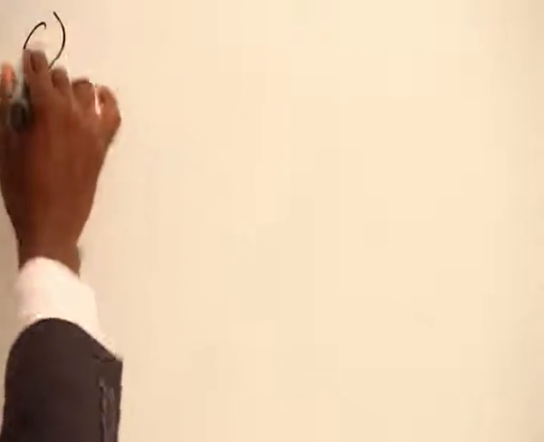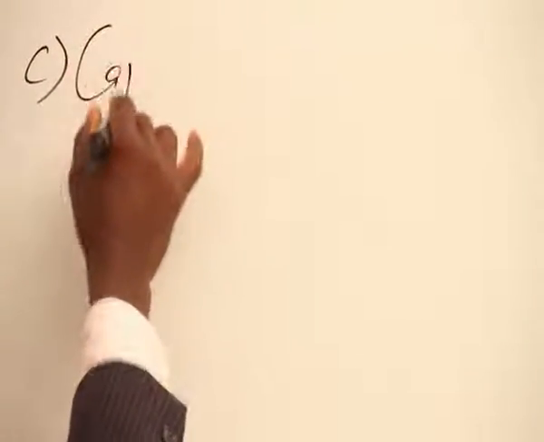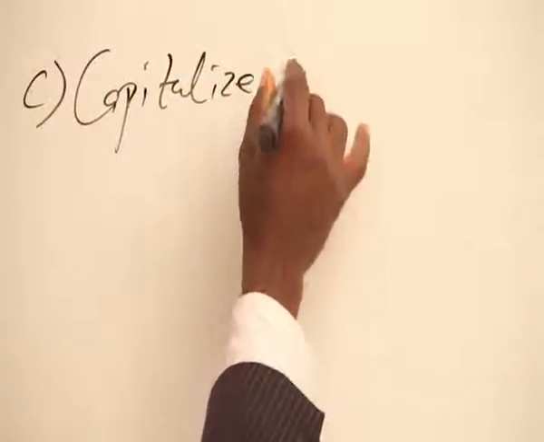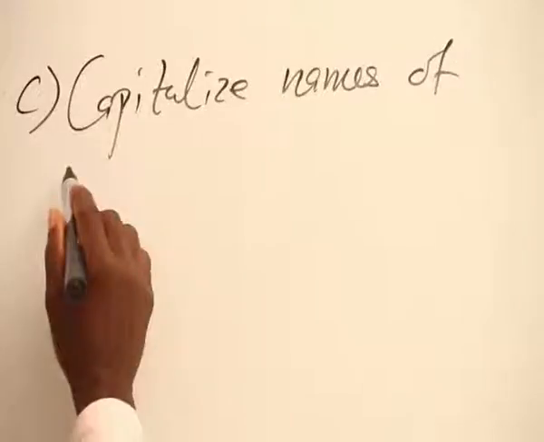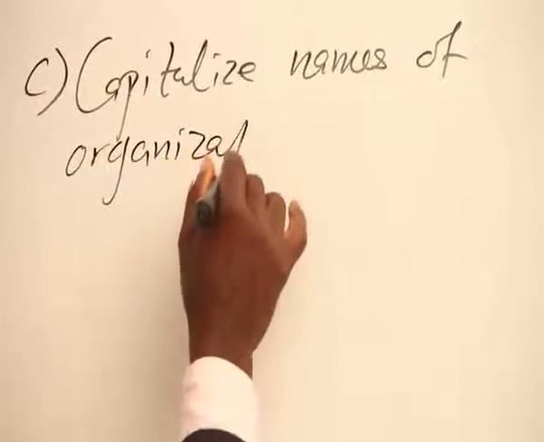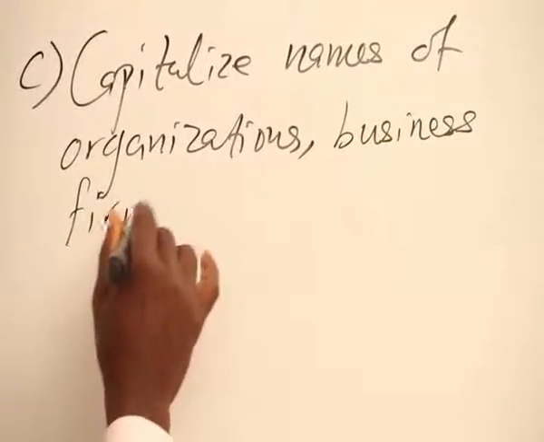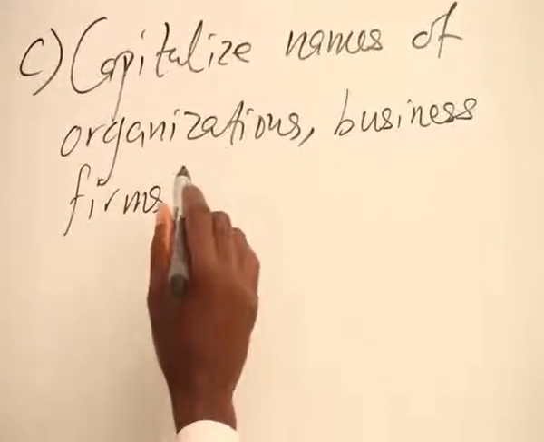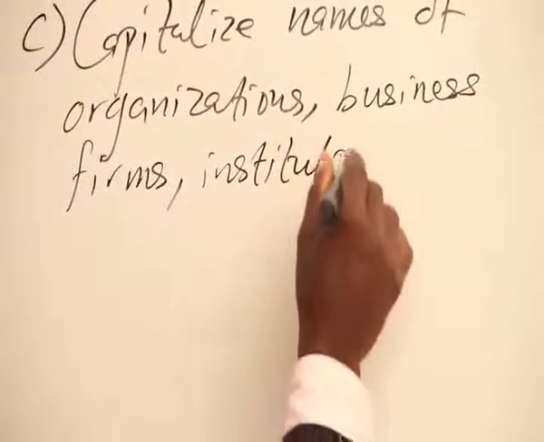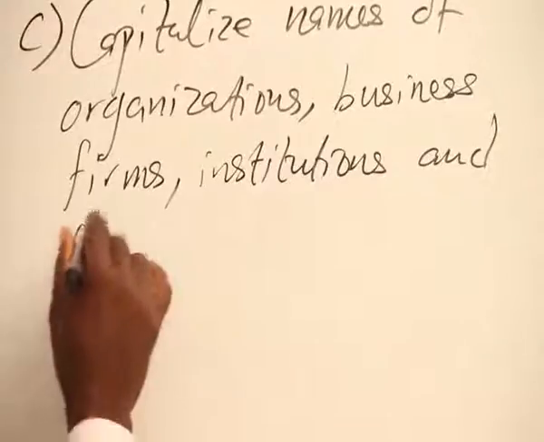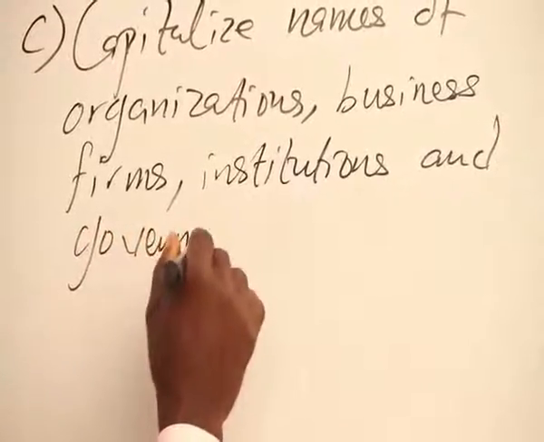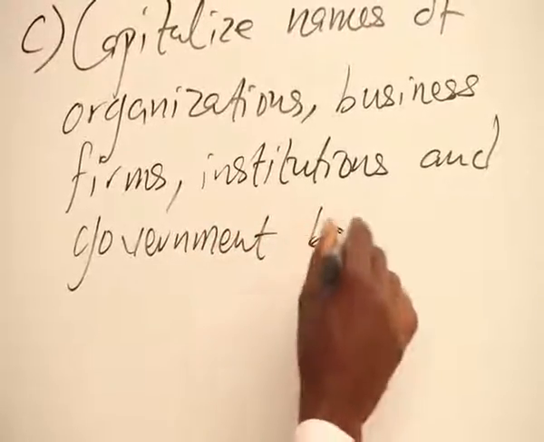Now we're moving to C under rule 3. Now sub rule C. Capitalize names of organizations, business firms, institutions, and government bodies.